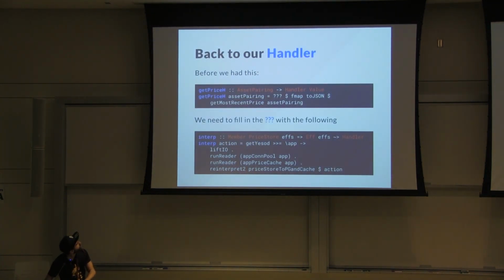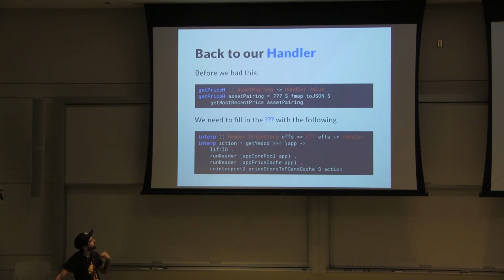So now that we're equipped with those things, we actually have the ability to put the stuff in the question marks that we had before. If we use our handy Reinterpret 2 that we talked about earlier in the talk, and we basically use the Postgres and cache option, then we also need to handle the various reader effects, because we need to have a reader for our cache, which might be inside of our app object.